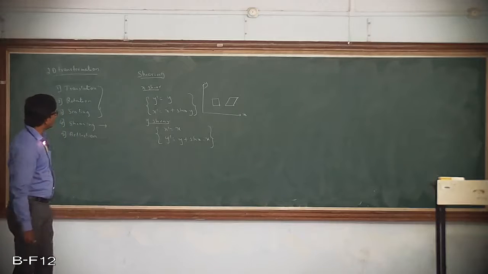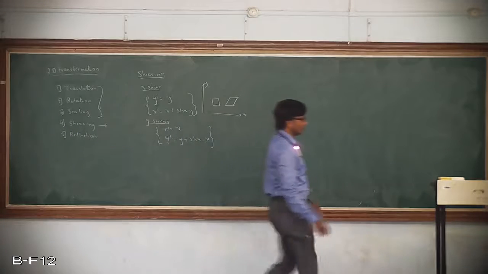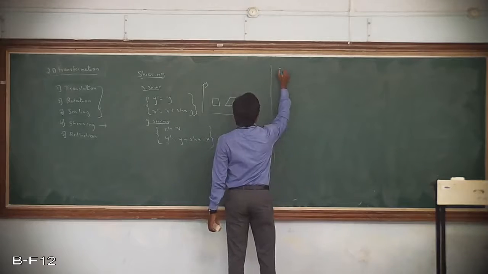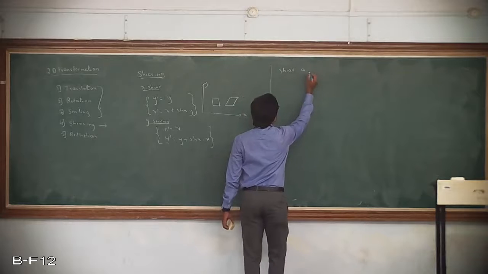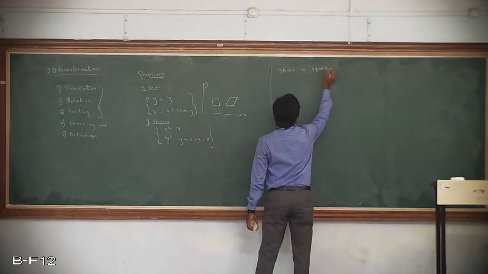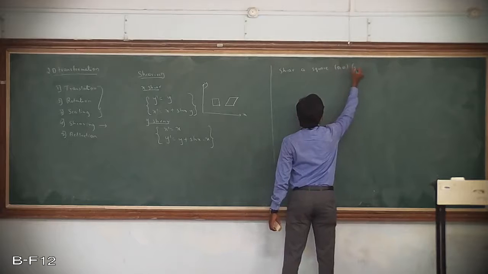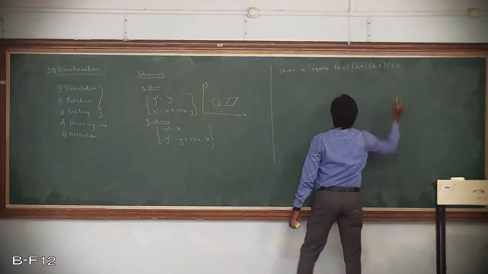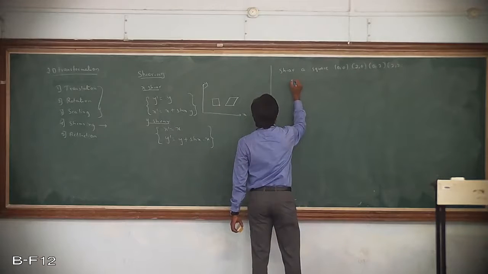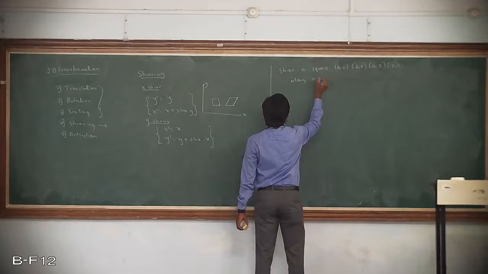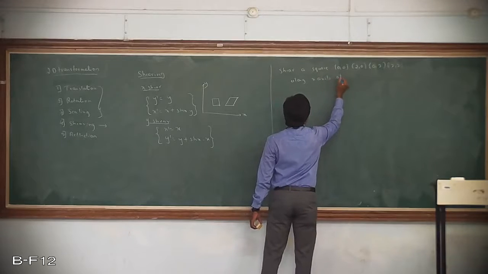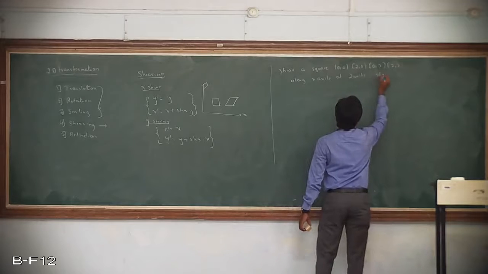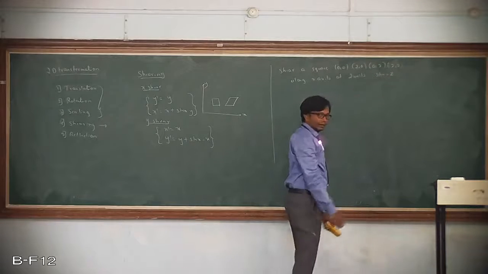So basically we'll take a simple problem. We'll take the same square, shear a square 0, 0, 2, 0, 0, 2 and 2, 2 along x-axis by 2 units, which is nothing but shx is equal to 2.